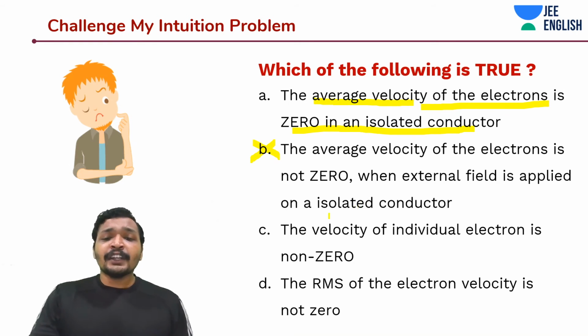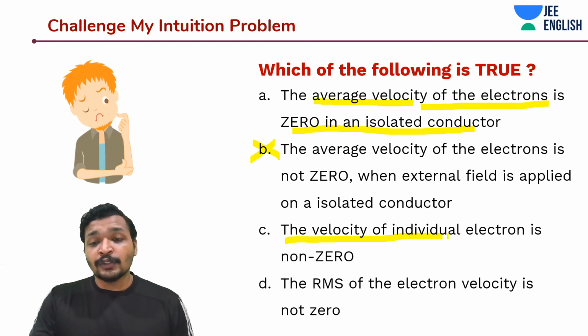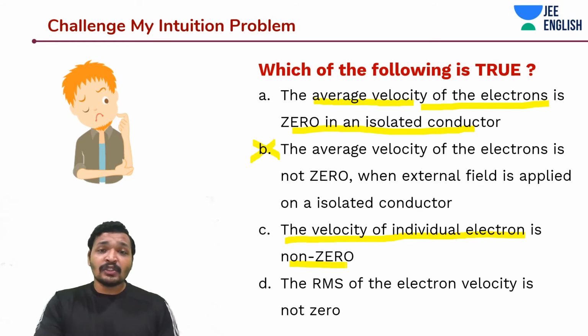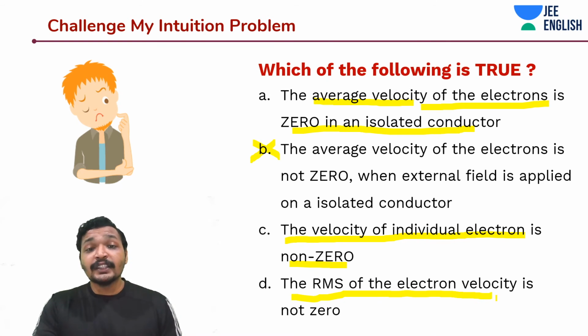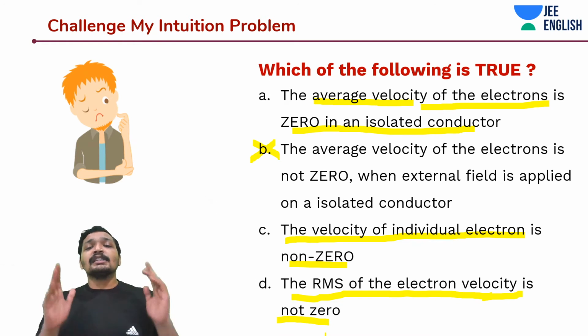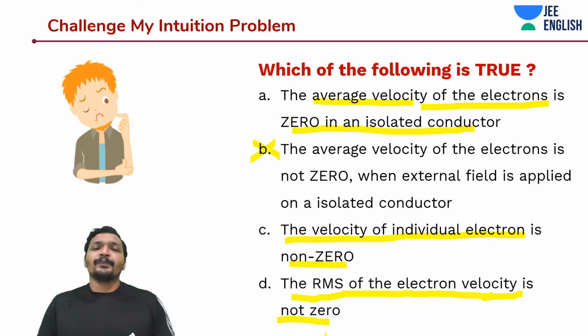The velocity of individual electrons is non-zero, which is also true. If you take a velocity at any instant, they are not zero. Over the period of time, it is zero. But at an instant, the velocity is not zero, because the direction is also changing, isn't it? The RMS of the electron velocity is not zero, which is true. We just saw it. We just derived it. And it is not zero.